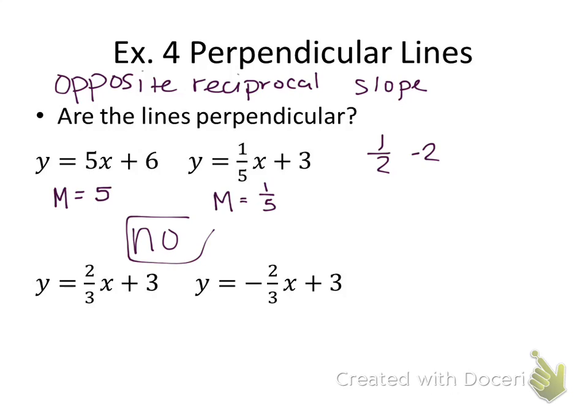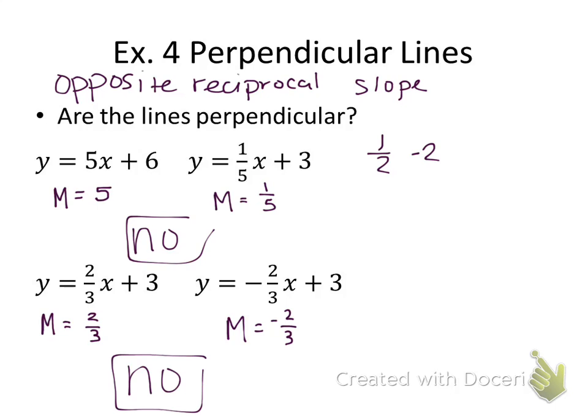So let's look at the next equation. Are these equations in slope-intercept form? Yes. So let's identify slope. M equals 2/3 and M equals negative 2/3. Are they opposites? Yeah. One's positive, one's negative. Are they reciprocals? No. They're the same fraction. In order for it to be reciprocals, the first one would have to be 2/3 and the second would have to be 3 over 2, or negative 3 over 2. So our answer again is no. They are not perpendicular lines. So parallel lines have the same what?